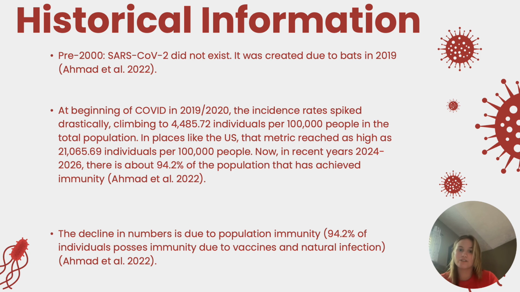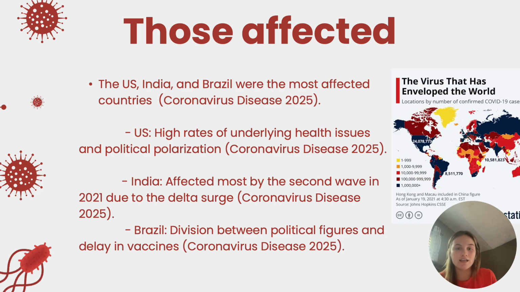That decline in numbers and that immunity is due to vaccines like Pfizer and Novavax and natural infections from just getting COVID-19. Those affected: the US, India, and Brazil were the most affected countries, as you can see on the map to the side.